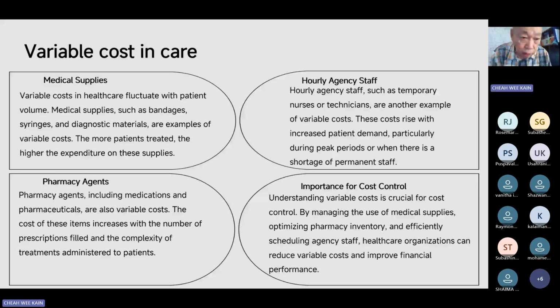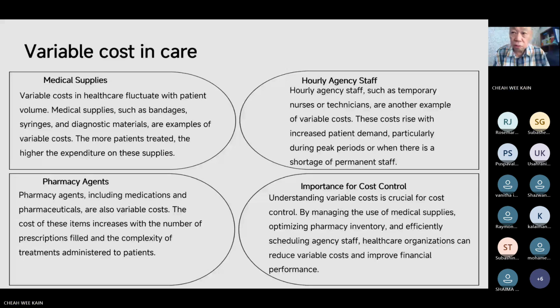So therefore, when you forecast, that's why we're talking about cash flow, isn't it? You will forecast extra money coming in. You also forecast extra money going out to buy syringe, bandage, or whatever it is. Now, what is fixed cost?